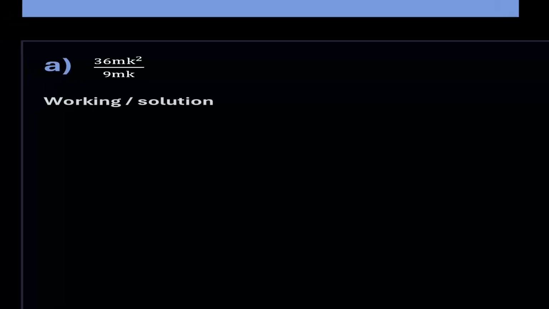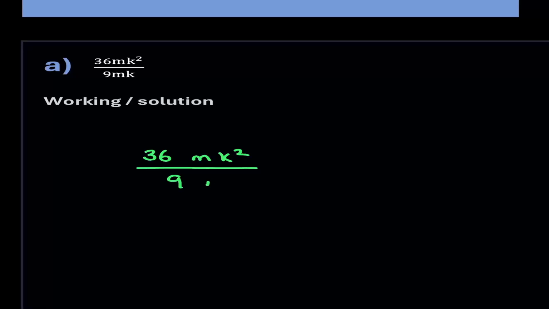Okay, how about this? I want us to simplify this. So I've got 36mk squared divided by 9mk. So let's do this. You're going to do number divided by number first. So 36 divided by 9 is 4. Then you have m divided by m, which is just 1 because they cancel. k squared divided by k is just k by itself, right?